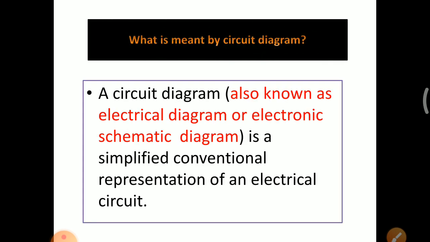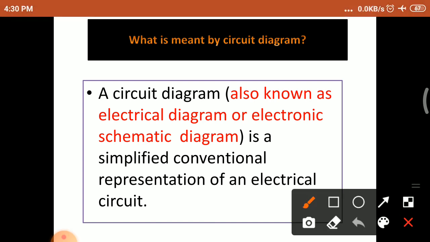Next we are going to see today's topic. The first question, what is meant by circuit diagram? In lower classes, you have drawn circuit diagrams. So what is meant by a circuit diagram? A circuit diagram, also known as an electrical diagram or electronic schematic diagram, is a simplified conventional representation of an electrical circuit.